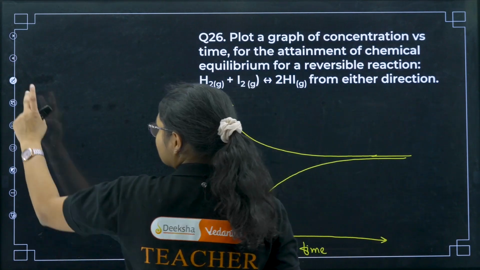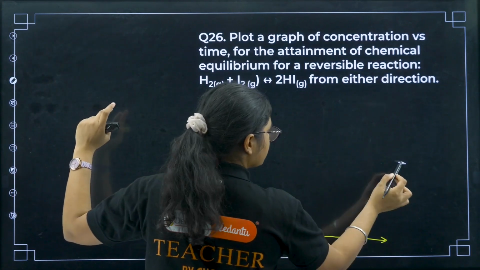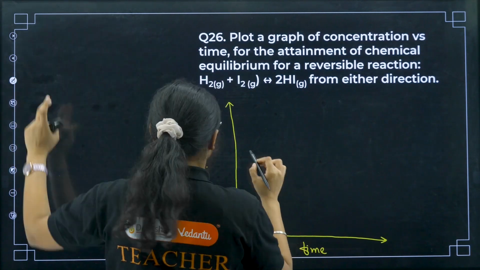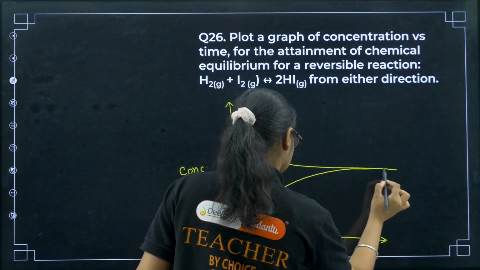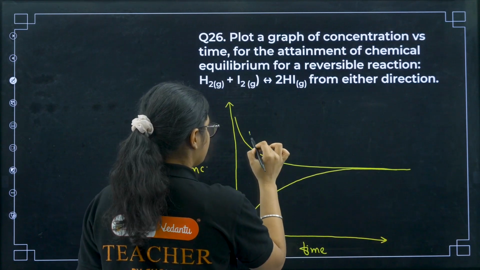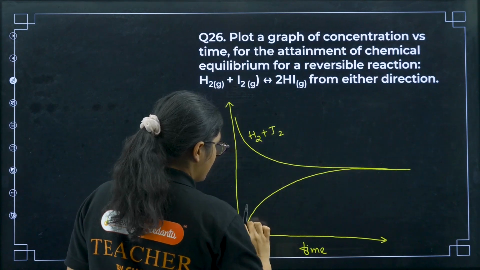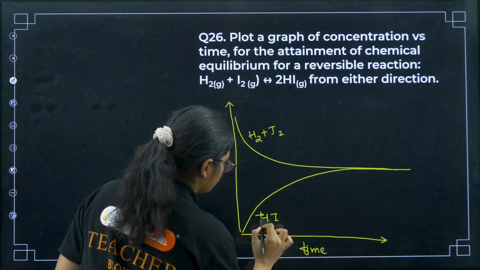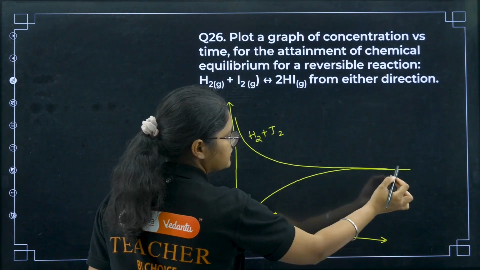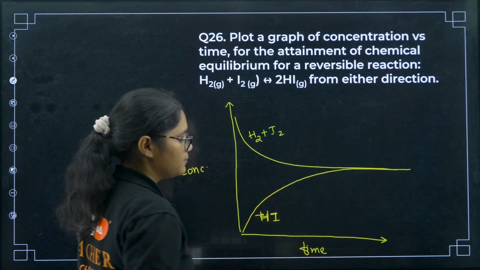So this is your reactant, where I can write H2 plus I2, its concentration is decreasing, and here it is HI, so its concentration is increasing. This is reactant, and this is product.